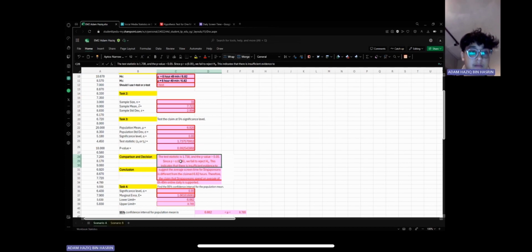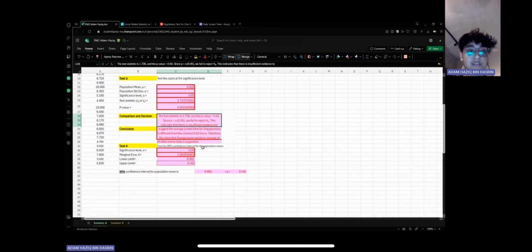Now, my comparison and decision. My conclusion is that the test statistic is 1.738 after rounding to 3 decimal places, and the p-value is above 0.05. Since this is the case, we fail to reject the null hypothesis. This indicates that there's insufficient evidence to suggest that the average screen time for Singaporeans is different from the claim of 6.82 hours. Therefore, the claim that Singaporeans spend an average of 6 hours and 49 minutes online daily is supported.